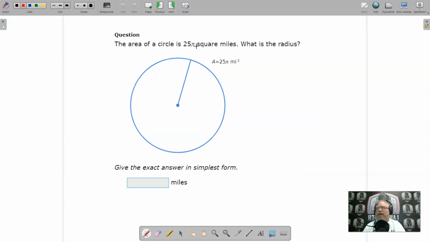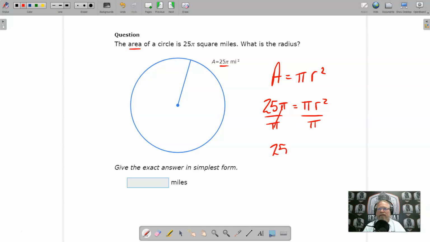The area of a circle is 25 pi square miles. What is the radius? So formula for area. Area equals pi r squared. So we're going to have to use a square root again, right? So they're telling us the area. Area is 25 pi equals pi r squared. So we plug in what we have, which is the area. Let's go ahead and divide by pi. And whenever we do that, pi's on the left will cancel, leaving us with 25. And the pi's on the right will cancel, leaving us with r squared.